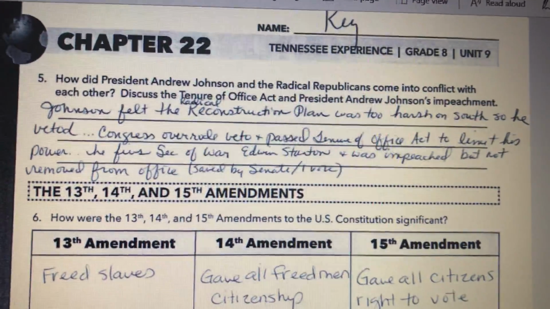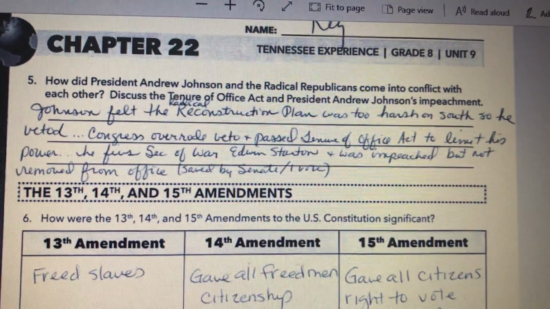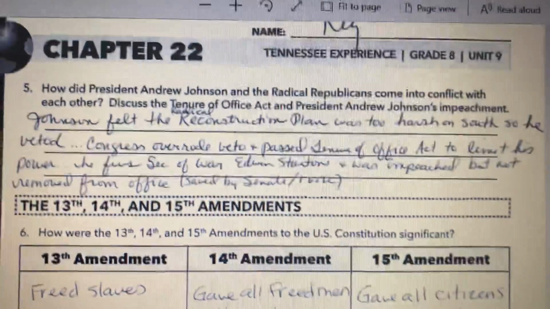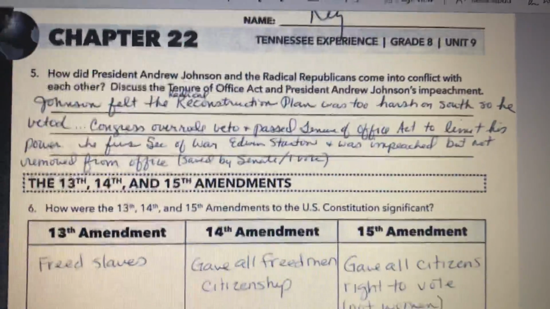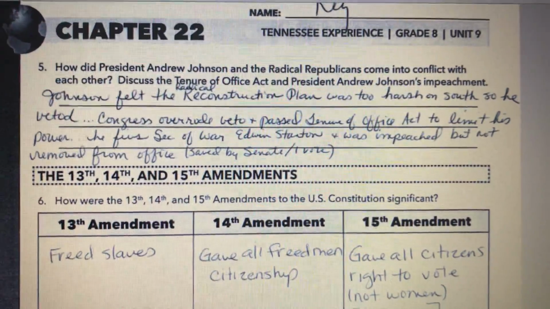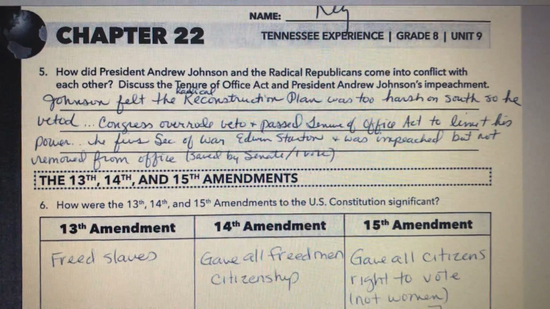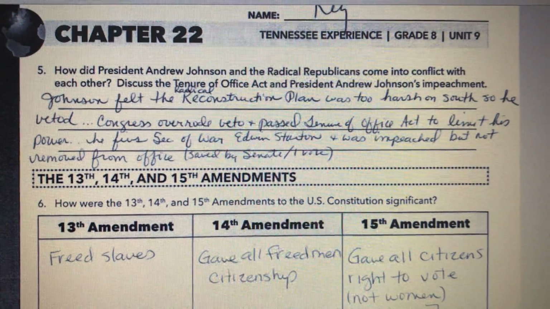Number 5, how did President Andrew Johnson and the radical Republicans come into conflict with each other? Well, that's a funny way of saying it. It was almost war between the two, but they were in conflict always with each other. And discuss the Tenure of Office Act and President Andrew Johnson's impeachment.